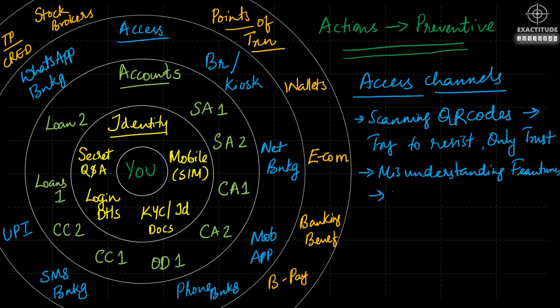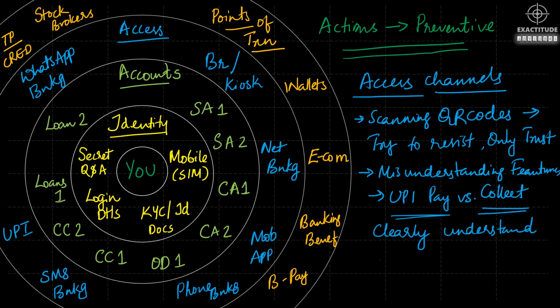The second vulnerability here is that people misunderstand certain features, especially the UPI, where there is a pay versus collect feature. People mistake the collect feature as if they are going to collect money, but collect feature means that the person who has initiated the collect request receives the money. So very often people end up sending money to people rather than receiving money, right?